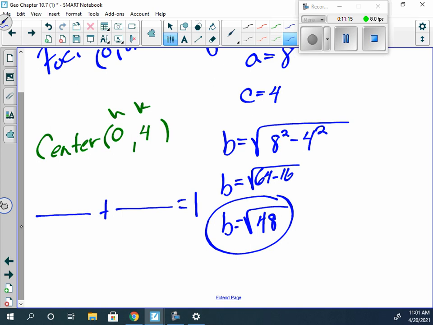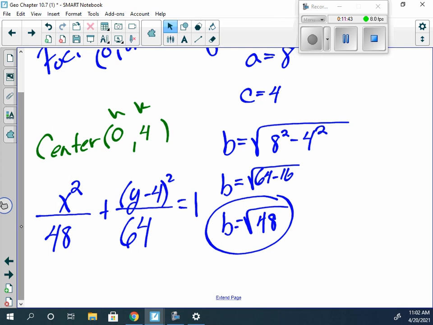Now, our a value is going to be with the y, and I always put it second. Since a is 8, a squared would be 64. Since b is the square root of 48, b squared would be 48. Now, x is going to be minus 0, and for y, we have y minus 4, equals 1. The order in which we have these really doesn't matter because it's an ellipse, since they're both plus.